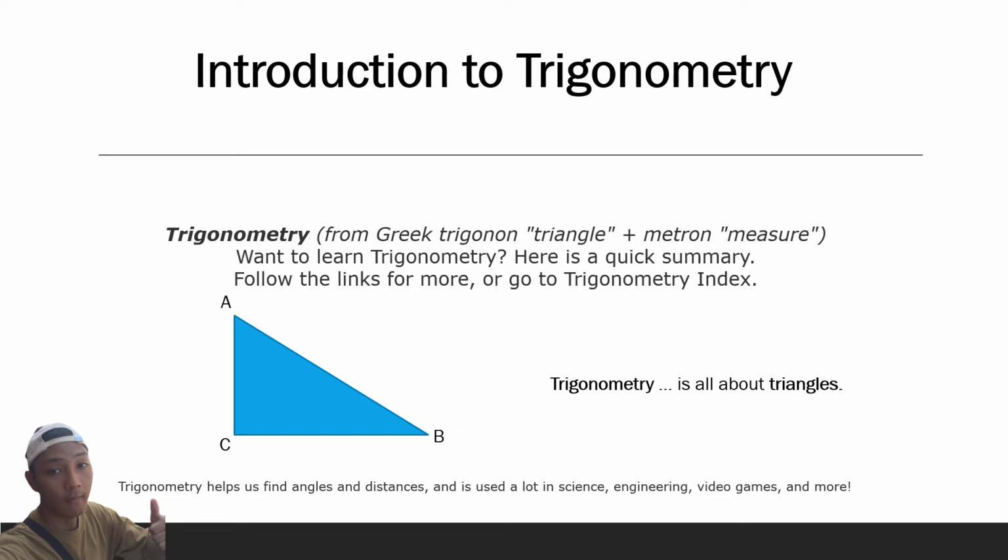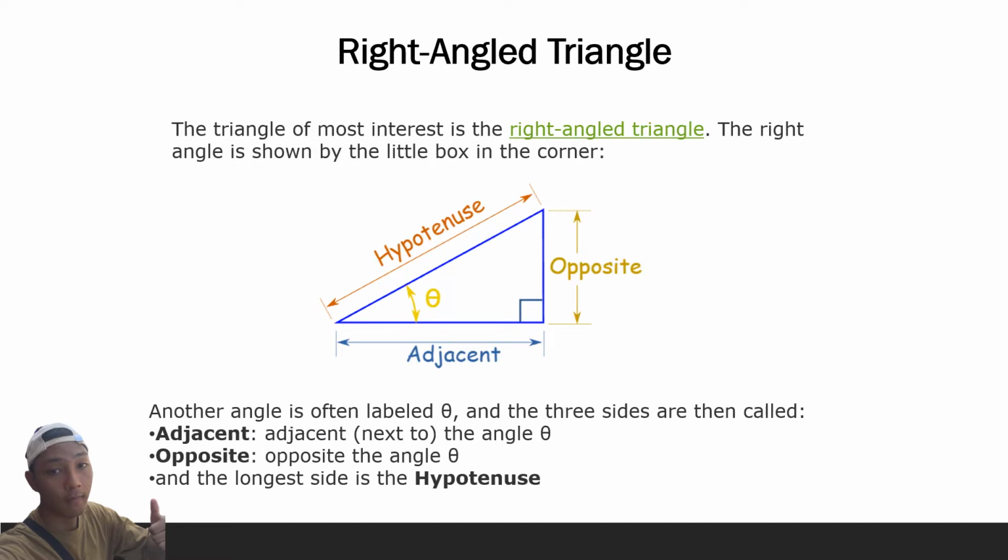Trigonometry helps us find angles and distances and is used a lot in science, engineering, video games and more. The triangle of most interest is the right angle triangle. The right angle is shown by the little box in the corner. Another angle is often labeled as theta, and the three sides are called adjacent, opposite and hypotenuse. Adjacent is next to the angle, opposite is opposite the angle, and the longest side is called the hypotenuse.